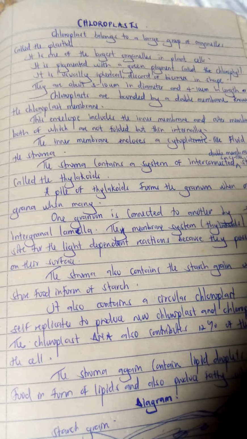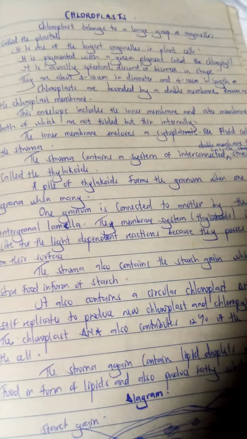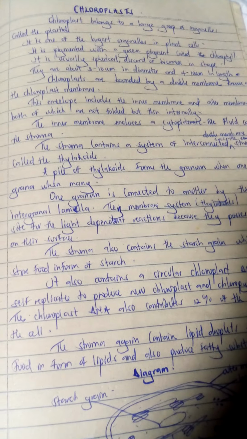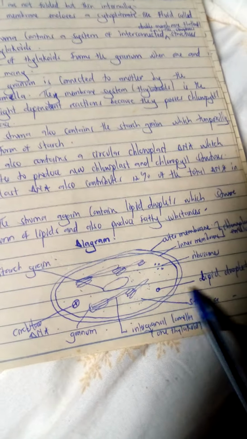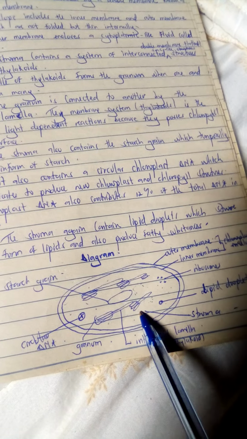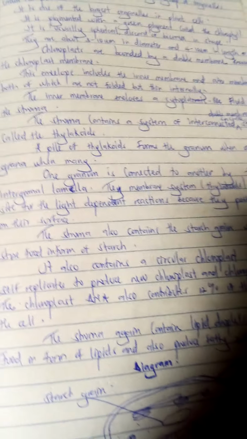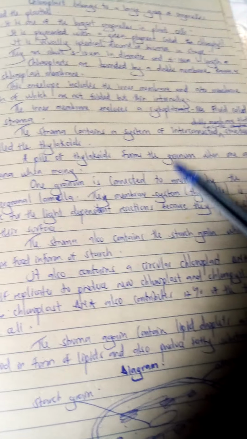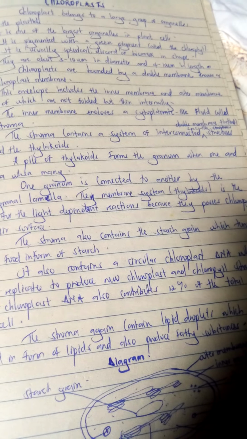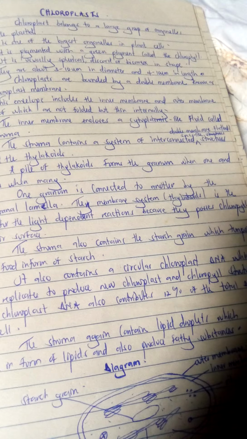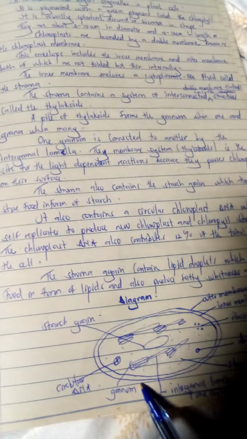The inner membrane encloses a cytoplasmic-like fluid called the stroma. From the structure, this is the stroma. You can see inside, this is the cytoplasmic fluid which is inside the chloroplast, what we call the stroma. The stroma contains a system of interconnected double-membrane sac-like structures called the thylakoids. These ones are the thylakoids.